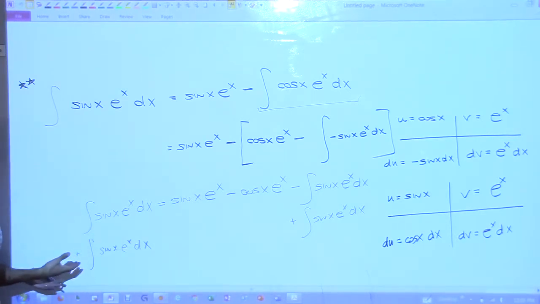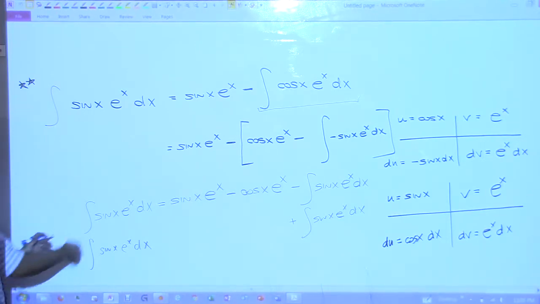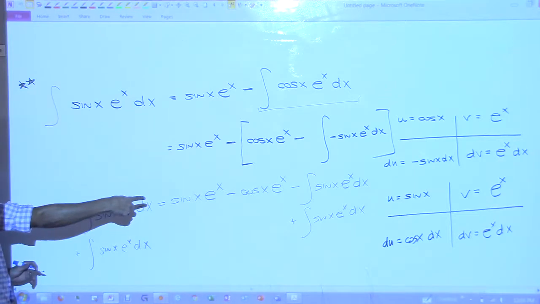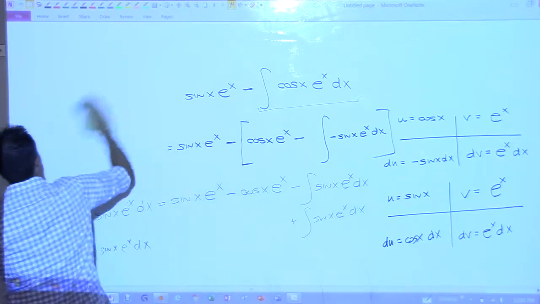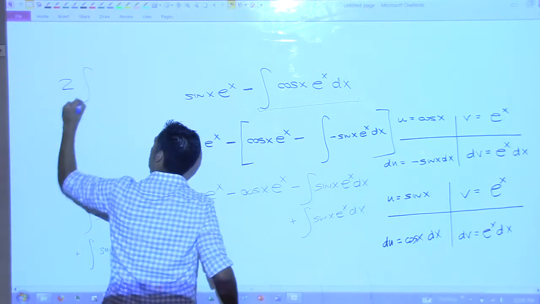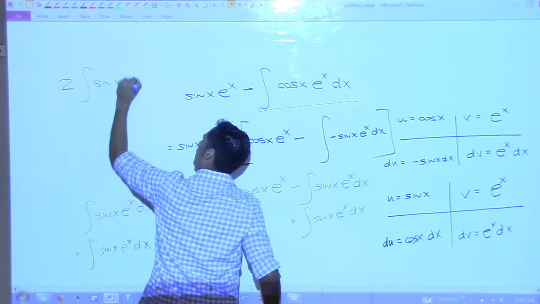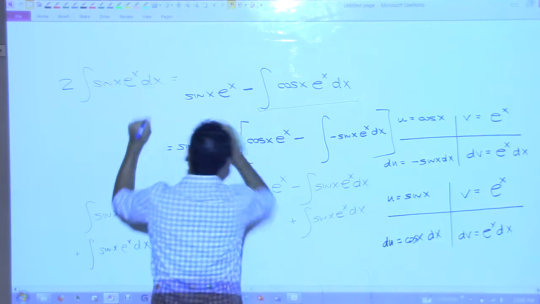And how do you add integrals? The same way you add apples. An apple plus an apple is 2 apples, right? So we have 2 integrals now, right? 2 integrals equals whatever's left over there. Okay, so let me write that down. 2 of these integrals equals whatever was left here.